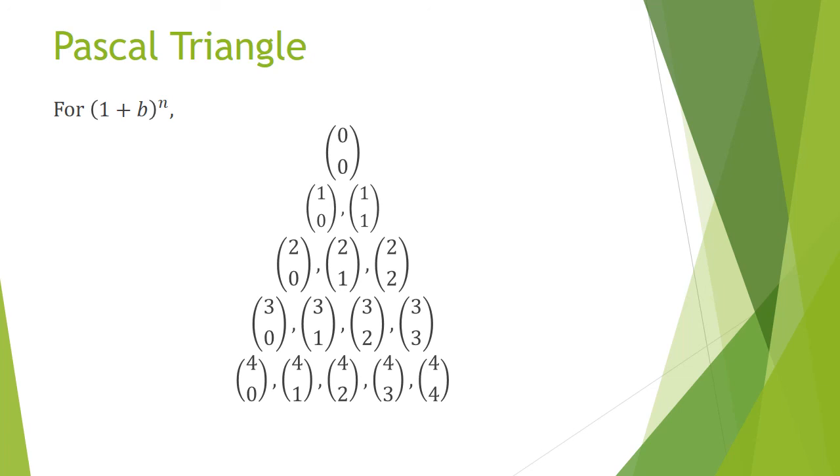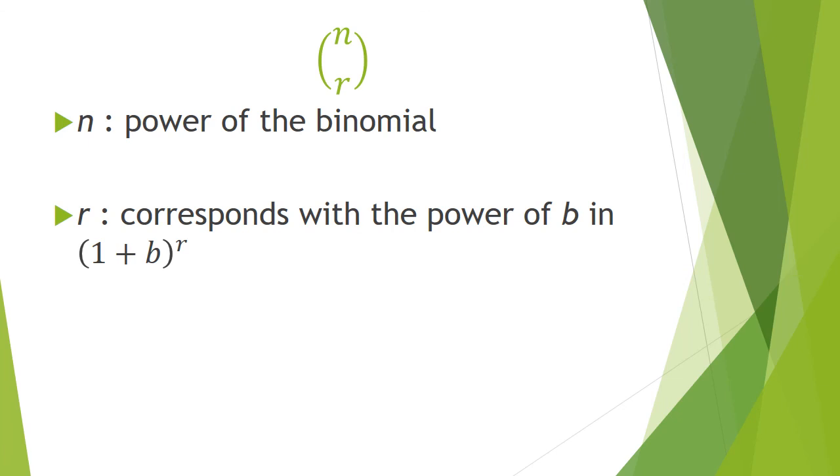Now moving on. Not only that, but you realize that your n in the n choose r corresponds to the power of the binomial that you are expanding, and the r corresponds with the power of b in 1 plus b to the power of n. So with that, I hope you have an understanding of what a Pascal triangle is about. You have an inkling of what we are going to do tomorrow, which is to expand your binomials of greater powers.